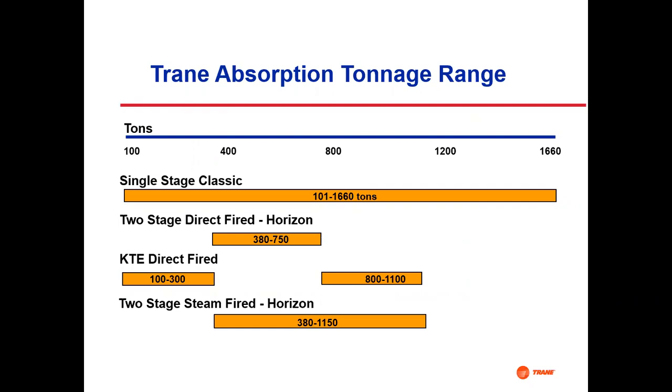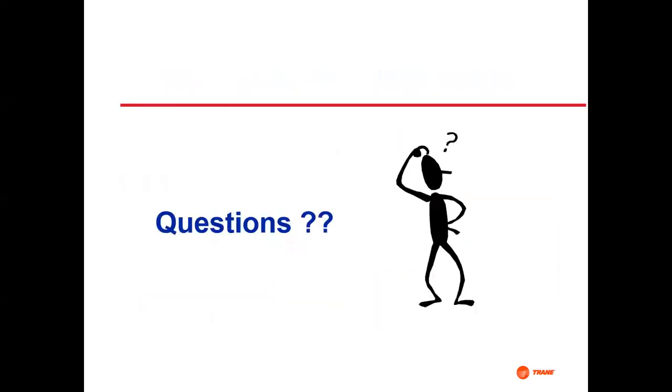And this is just some idea in the Trane product line. They've got single stage classic from 100 to 1660 tons, two stage direct fired Horizon 380 to 750, KTE direct fired, I'm not familiar with that, but apparently it comes in two different size ranges. And then the steam fired from 380 to 1150. So I'll give you some idea what's out there. Okay, end of that one.